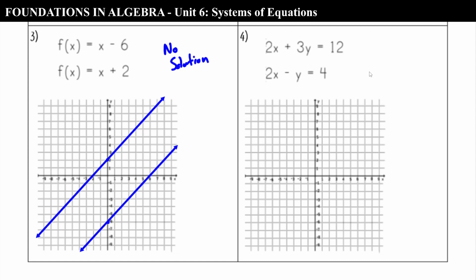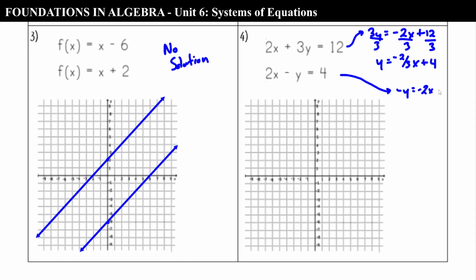All right, last example. Both of these need to be rearranged. So let's start with this one. This first one, we're going to subtract the 2x from each side. So we get 3y equals negative 2x plus 12. And then we're going to divide everything by 3. So that's going to give us y equals negative 2/3 x plus 4. Let's go ahead and rearrange this other equation. So if we subtract the 2x from each side, you get negative y equals negative 2x plus 4. And then divide everything by negative 1, you get y equals 2x minus 4.